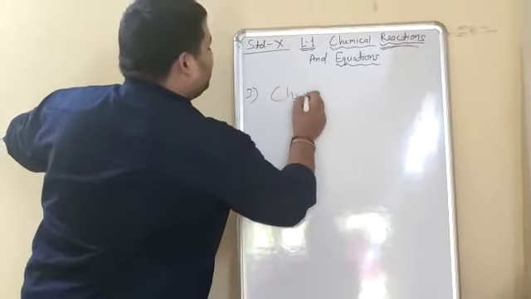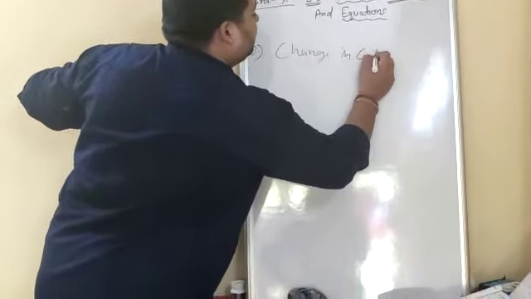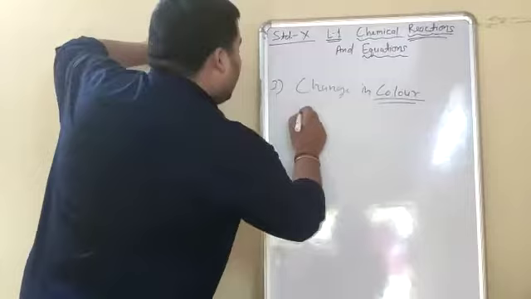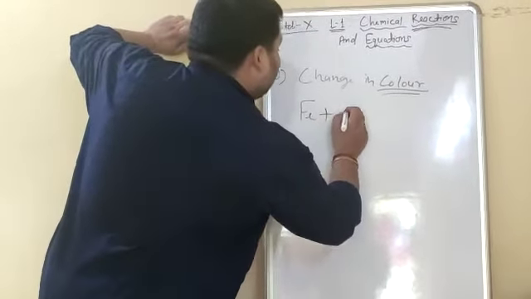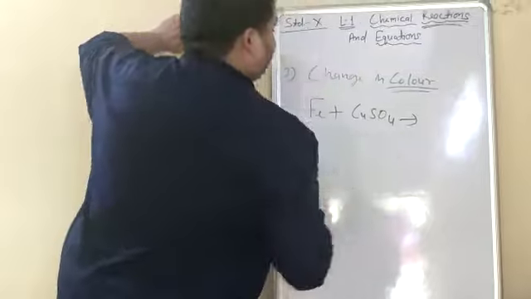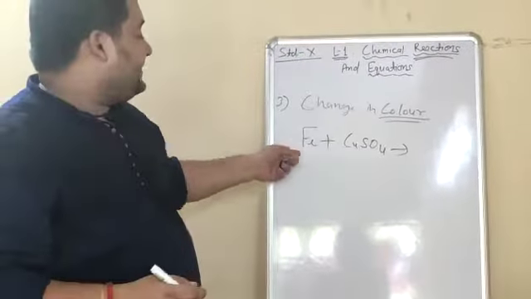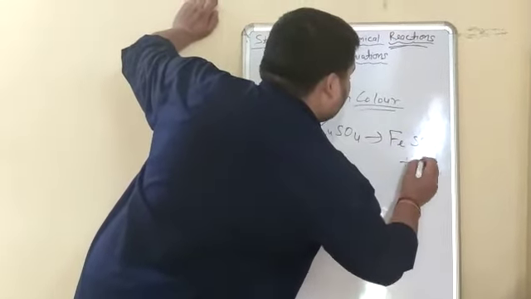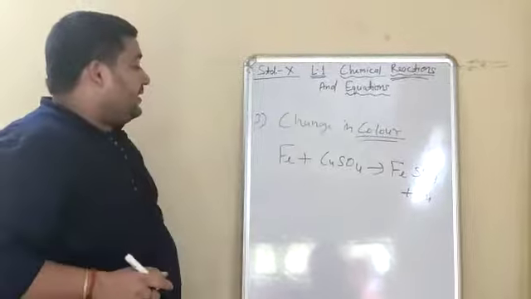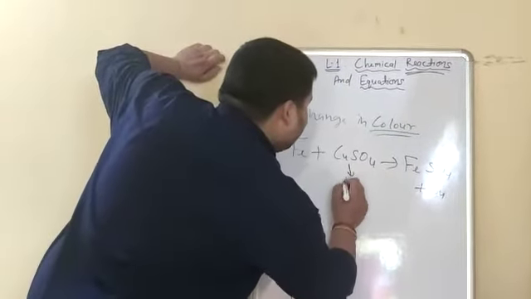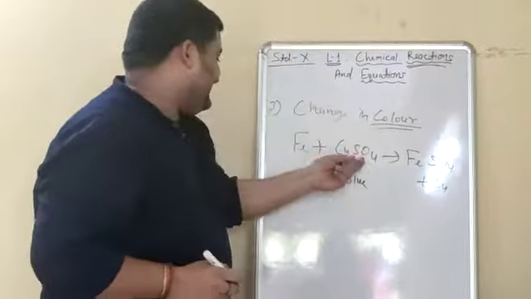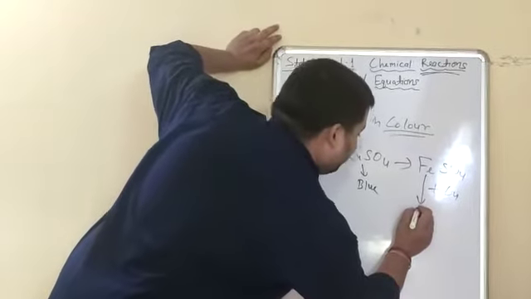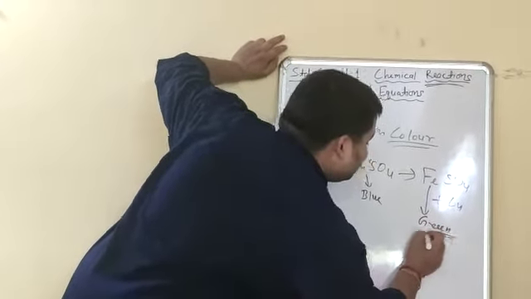Third characteristic is change in color. Take example here, iron, Fe, plus copper sulfate. When iron reacts with copper sulfate, iron sulfate will be formed as well as copper. The color of copper sulfate is blue, but when it reacts with iron, ferrous sulfate will form, means iron sulfate will form. Color of iron sulfate is green.